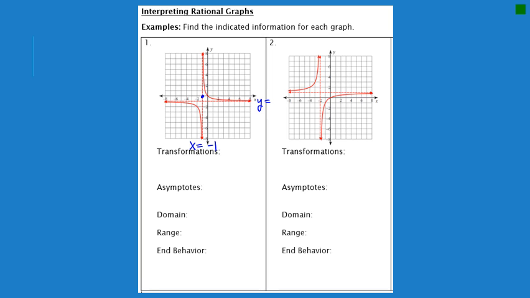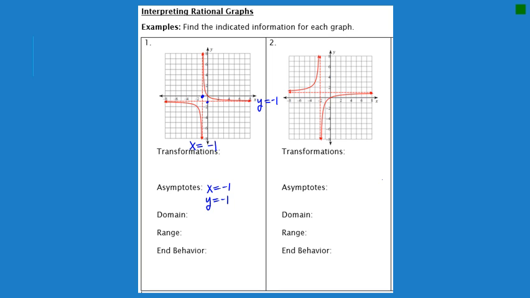And then I'm going to do the same thing for my y equals asymptote, or my horizontal asymptote. I'm following the asymptote until it crosses the y-axis, and it crosses the y-axis at negative 1. So these are my 2 asymptotes, x equals negative 1 and y equals negative 1.